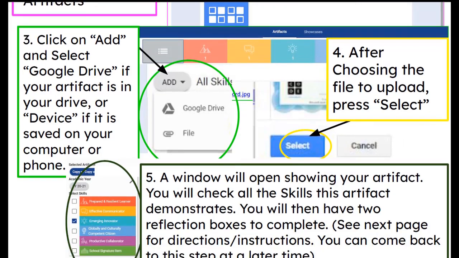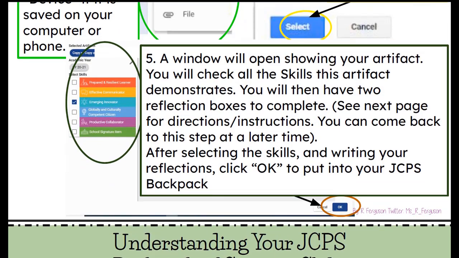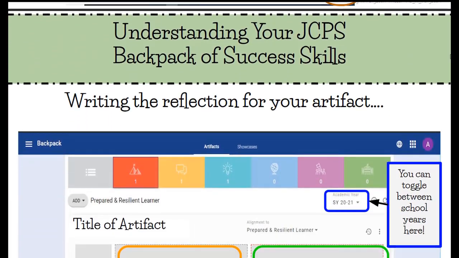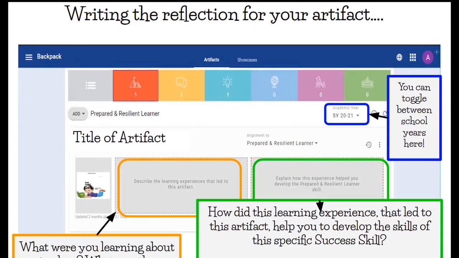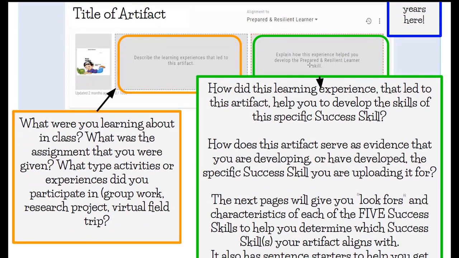And we can see it walks through going to Google Drive, adding it in there, selecting it, the buttons you need to hit, how to pick it. But Rebecca even goes further and shows the students how to go through what to put in. What does this orange box mean? What should I do to describe this artifact? And then, how did this learning experience impact your success skill? And she describes that for the students, once again, in that student-friendly language.